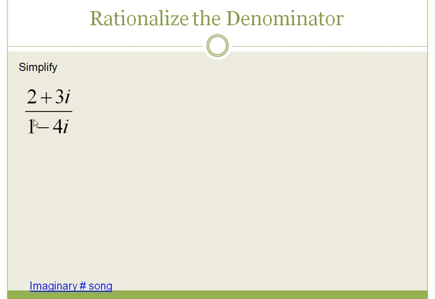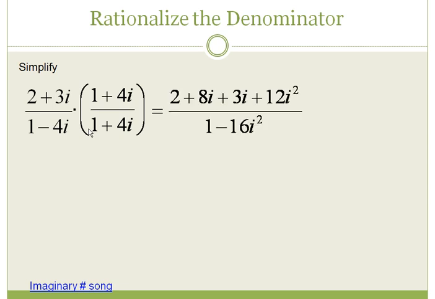So what's our conjugate here of the denominator? You make the negative 4i positive. Good. So we do 1 plus 4i over 1 plus 4i. We're multiplying by something divided by itself, so we're multiplying by 1. Doesn't change anything. So we have to do double distribution, box or foil up top, so the 2 goes to the 1 and the 4i, and the 3i goes to the 1 and the 4i.